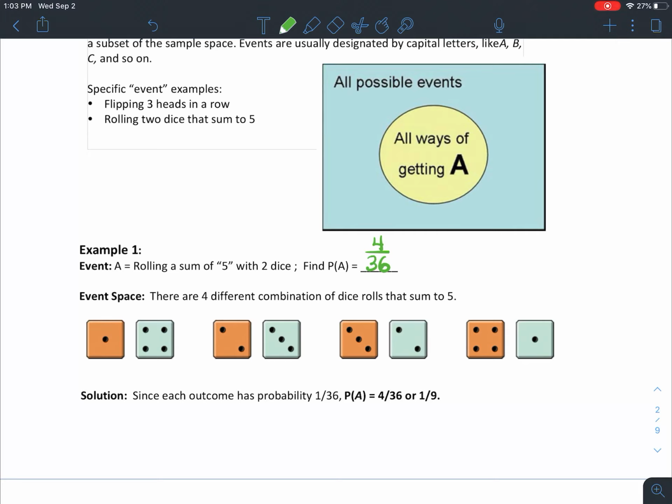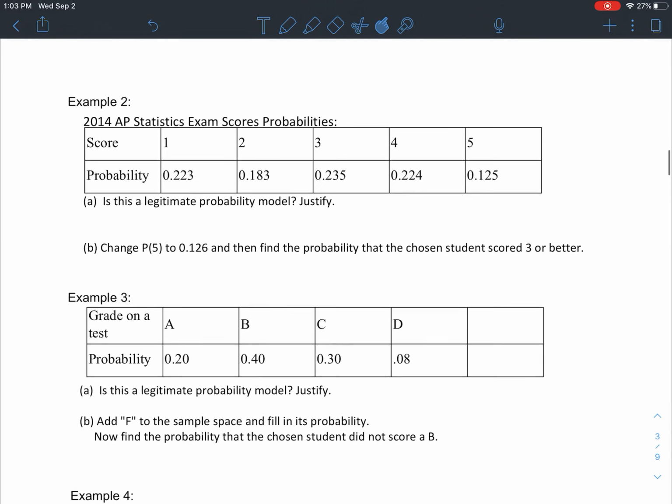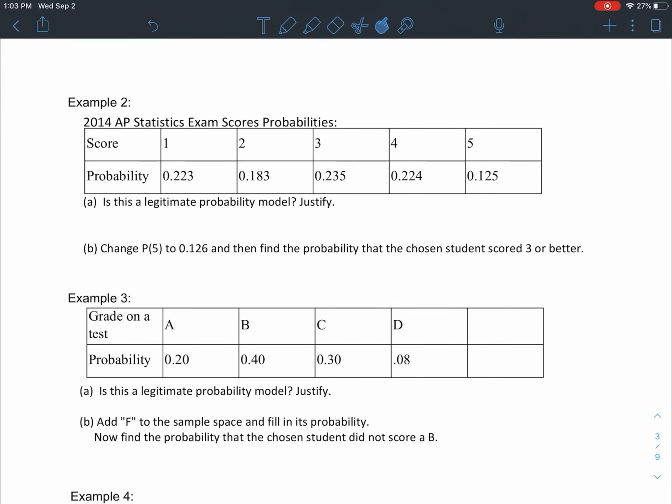So if I were to set up, what is the probability of event A? I could say, well, 4 of the 36 possible outcomes would result in rolling a sum of 5. I could reduce that to 1/9, but I certainly do not have to do that. All right, so let's take a look and see if we can determine whether what we're given here in this table is actually representing a legitimate probability model or not.